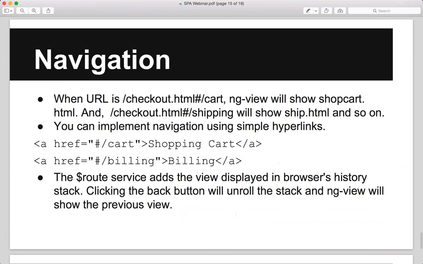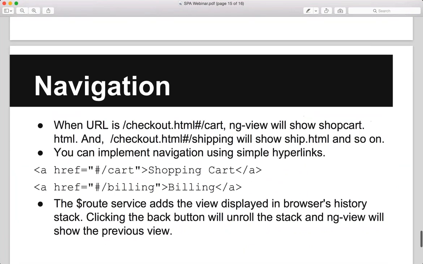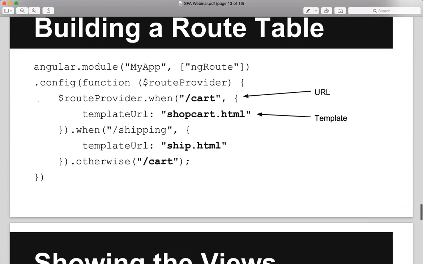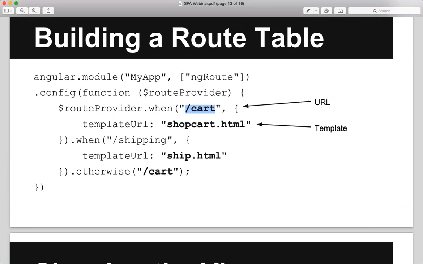So to navigate between the views, all I have to do now is set up the URL correctly. So the URL looks like this. /checkout.html is my main page of the application. That's the single page that the application loads first. Then comes the hash mark, and then / and then the URL that's in the route table. So it's checkout.html /cart. So this /cart is what gets mentioned in the route table. So this comes after the hash mark.